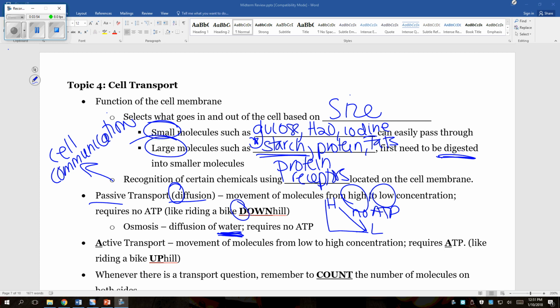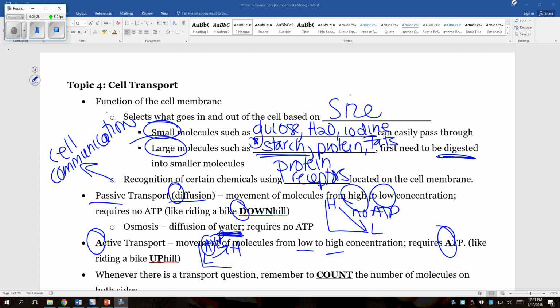The next one we have is active transport. Active transport is going to be when the molecules go from low to high concentration. This one requires ATP. It's like going uphill. Again, what I really like to do is draw that diagram. This time, it's like I'm starting at the bottom of the hill, the low point. So I'm going from my low concentration up to my high concentration. If I'm biking uphill, I'm probably going to be pedaling really hard. Since I'm pedaling really hard, I know that I'm going to need that ATP to help me get up the hill.